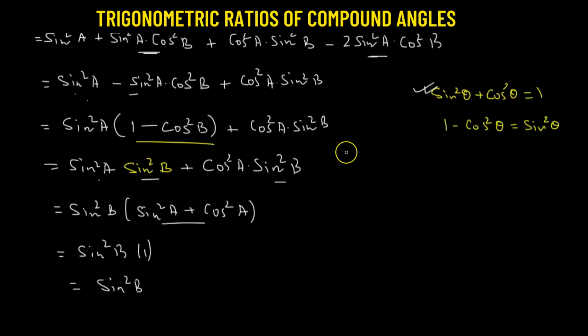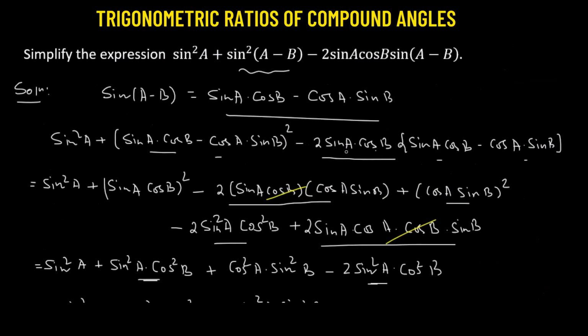So that means the value of the expression sine squared a plus sine squared of a minus b minus 2 times sine a times cosine b times sine of a minus b is sine squared b.